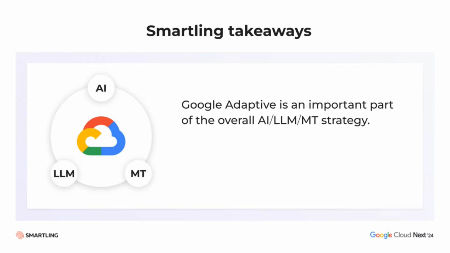Yeah. So as Alex already outlined, and as I alluded to earlier, Google Adaptive comes in super handy when we don't have much training data, yet we want the best translation outcome. So in the ecosystem of other AI solutions or natural language processing solutions, large language models, and machine translation, it definitely plays a role and will continue playing a role as part of our overall platform. So next slide, please.